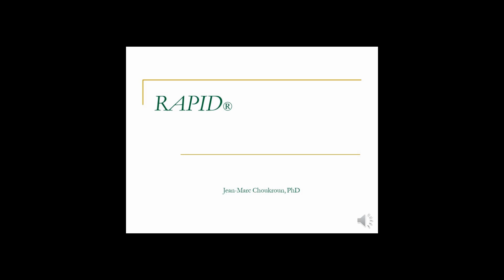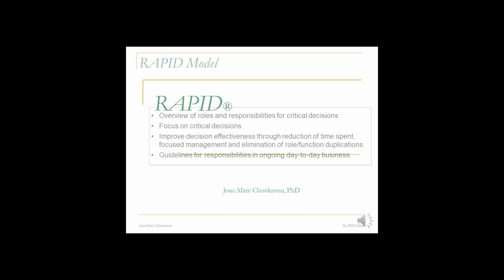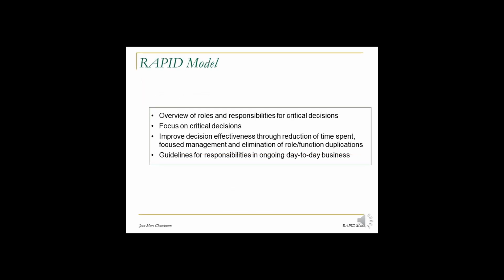The RAPID model is another example of a way to structure collective decision making. In the RAPID model, we again get, just like with the RACI model, an overview of roles and responsibilities for critical decisions. It is particularly useful for critical decisions, and it's meant to improve decision effectiveness and gives guidelines for ongoing day-to-day business.